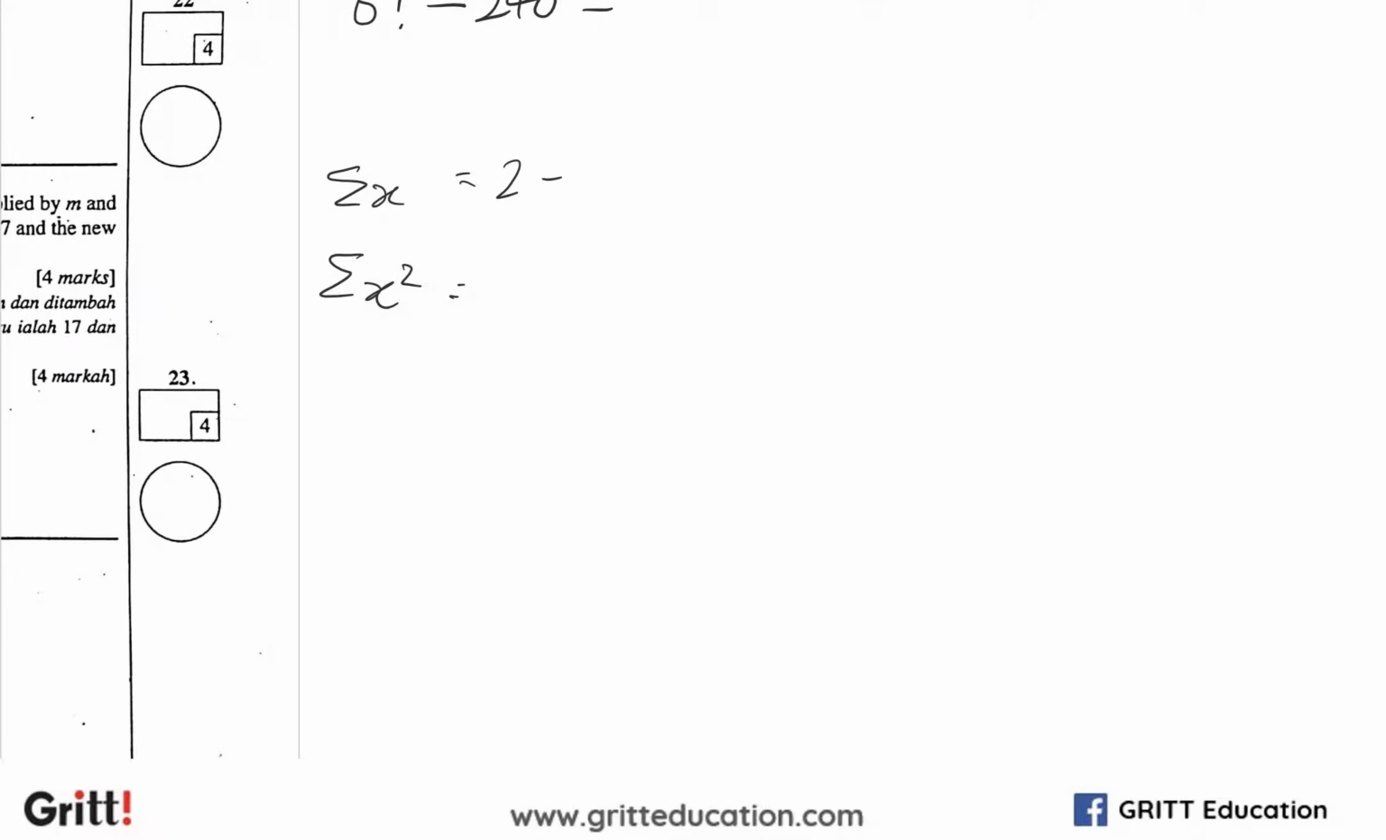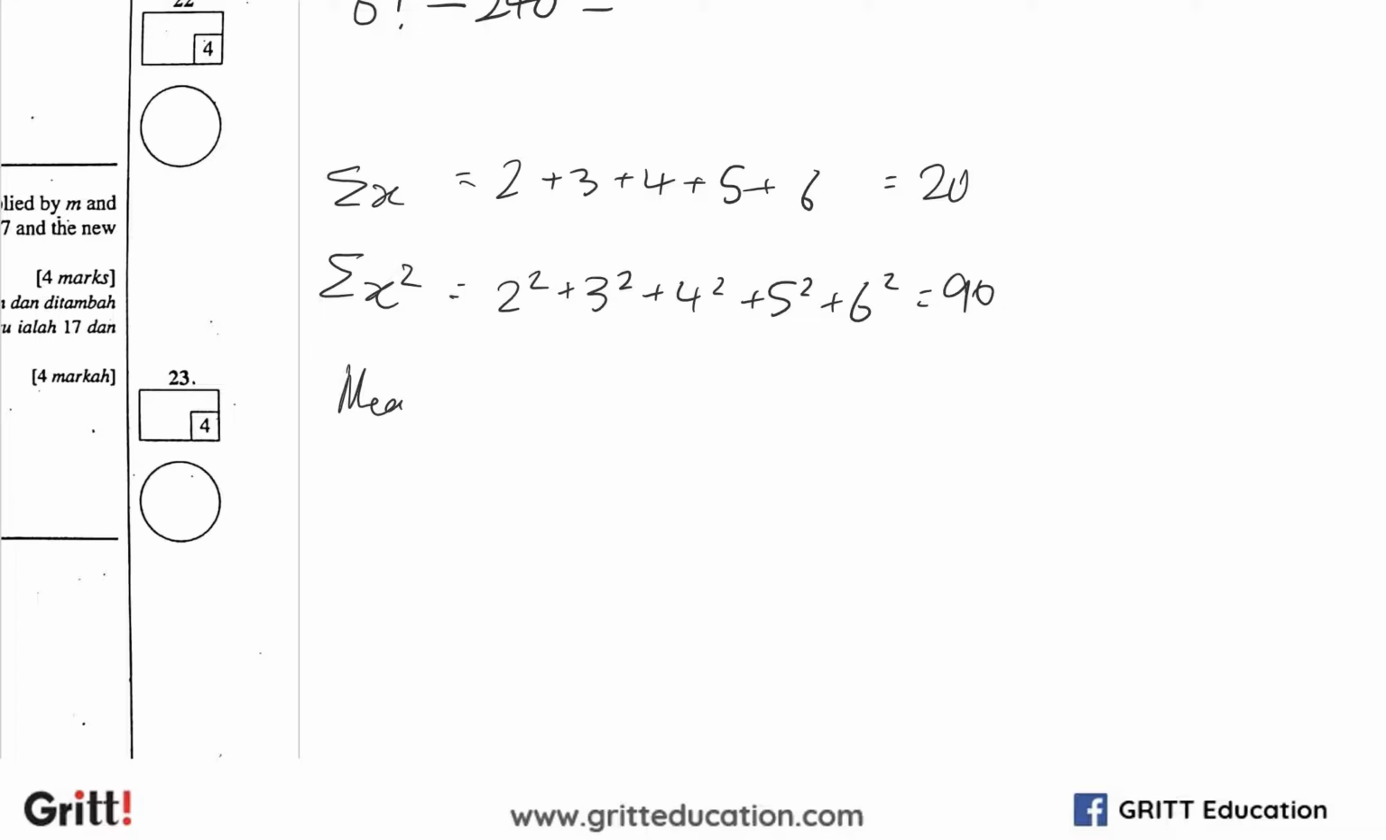So here we have 2 plus 3 plus 4 plus 5 plus 6, and 2 squared plus 3 squared plus 4 squared plus 5 squared plus 6 squared. We will get that this is 20 and this is 90. From here, we can continue to find the mean and the standard deviation.